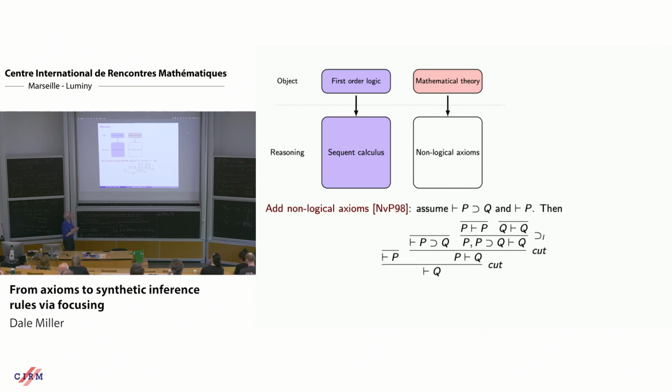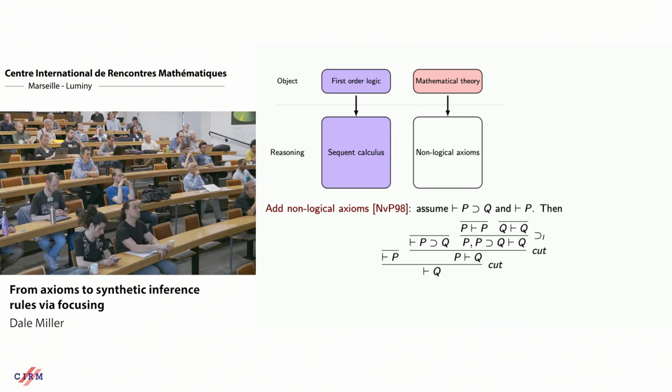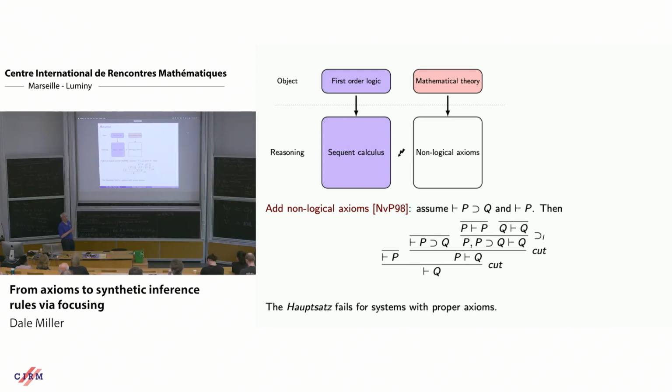One approach is just to say we have non-logical axioms. So let's just say we know that P implies Q. That's something we want to assume. And we also know P. So obviously we should get Q as a conclusion. And you can build that if you just say, well, these are just axioms. When we get to that part of a proof, we can just say we're done. Of course, that doesn't satisfy the Hauptsatz, cut elimination in general.